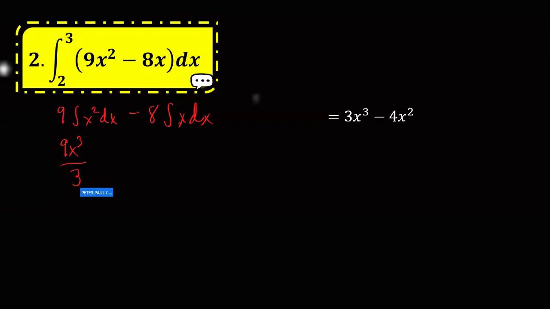Next, let's have the integral from 2 to 3 of 9x squared minus 8x dx. In this example, how did we arrive at 3x cubed minus 4x squared? Let us show. We have 9 times the integral of x squared dx minus 8 times the integral of x dx. That becomes 9x cubed over 3 minus 8x squared over 4. Simplifying, you'll have 3x cubed minus 2x squared.